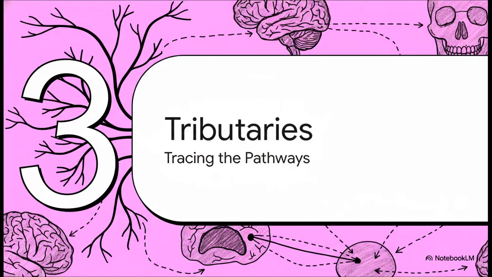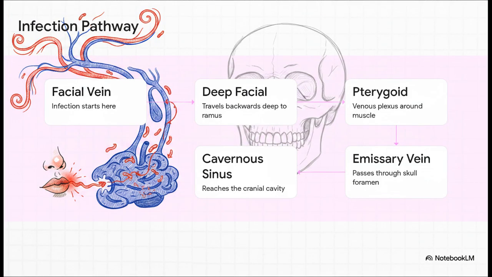Let's move to Section 3, Tributaries and Communications. We need to trace how things flow in and out of this hub. The cavernous sinus isn't an isolated pool. It's a massive venous hub, communicating with the orbit, the meninges, and the brain.